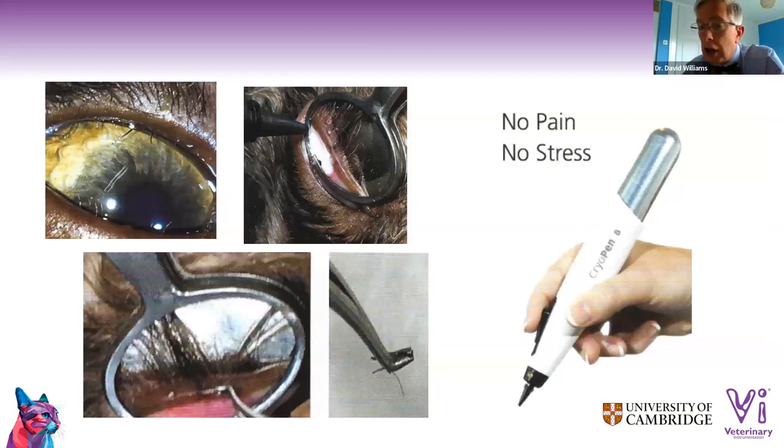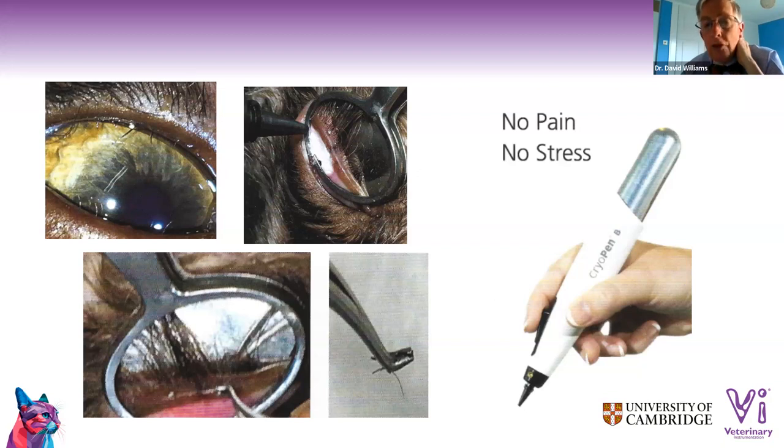So this is a little cryo pen, and you just place it. You can see really nasty distichia here, but only a few on the upper lid, there and there and there and there. You just press it, and it's got a liquid nitrogen little cassette in there, and it freezes out really nicely onto there.